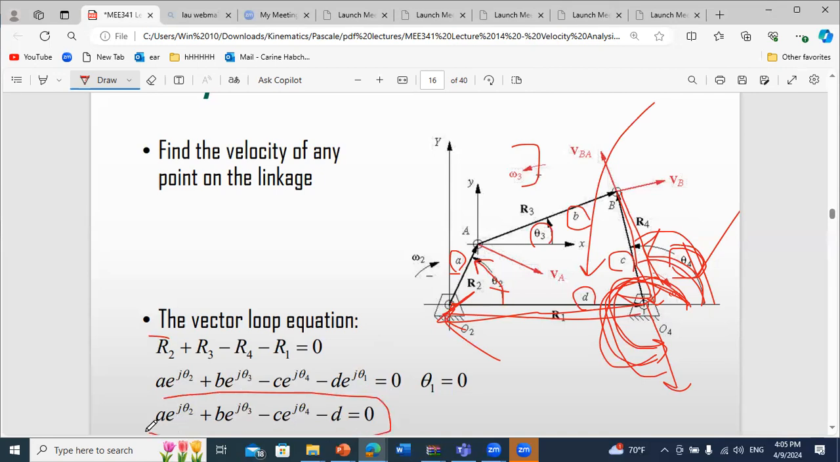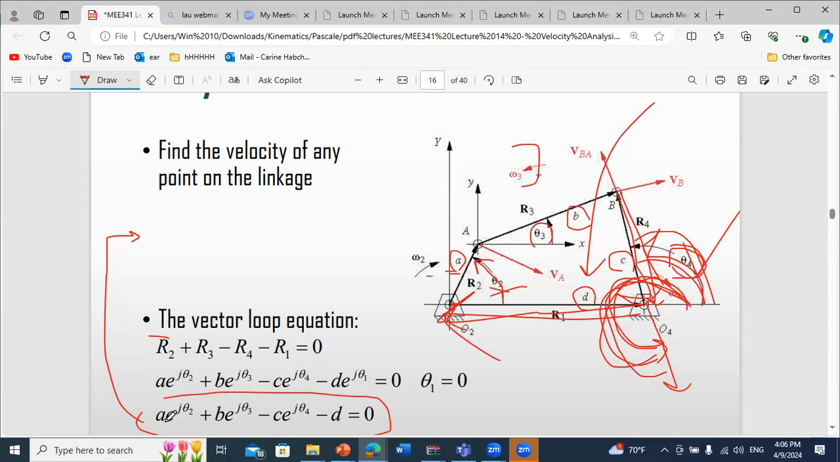For each vector, for example for R2, the magnitude is A, the angle is theta 2. So in exponential form, I have A e^(j theta 2). Now, when I want to find the velocity equations, I should differentiate this relation with respect to time. So I should ask myself for each vector, is the magnitude changing? If yes, I do UV prime plus U prime V. If not, and here it's not the case, A, B, C, D are all fixed, so no need to worry about magnitudes.